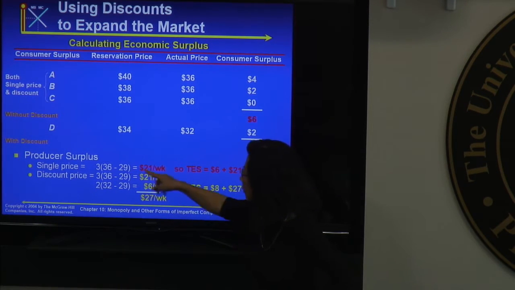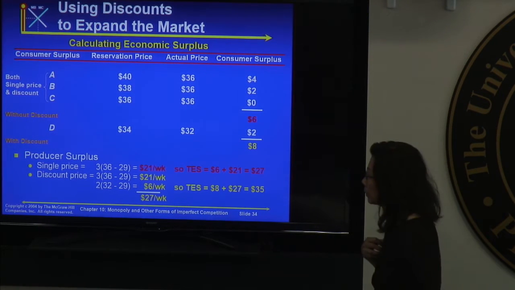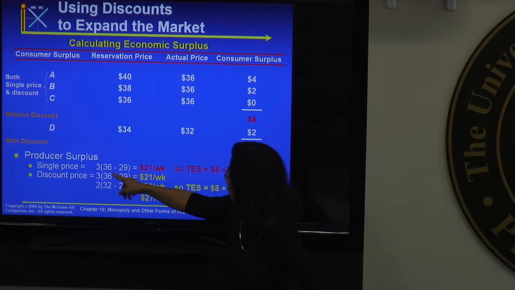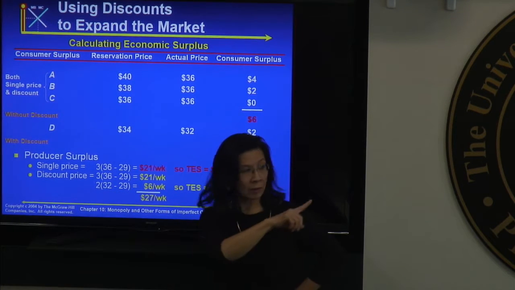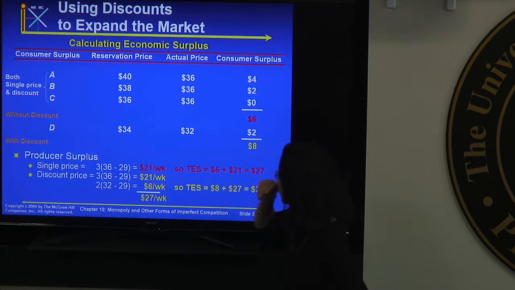So let's look at it. What about producer surplus? Producer surplus would be the marginal cost times the quantity. So for the first case, single price monopoly, you take 3 because you only serve 3 students. 36 minus 29.